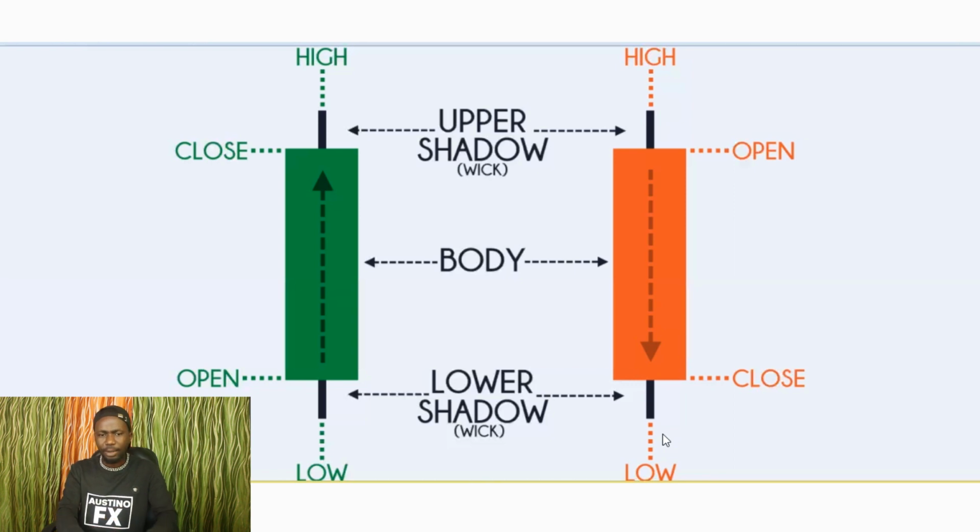And like I said, once you see a big green candle with small shadow up and down with a large body, it tells you buyers are in control. And when you see a big red candle with small shadow up and down with a big body, it tells you the sellers are in control of the market.